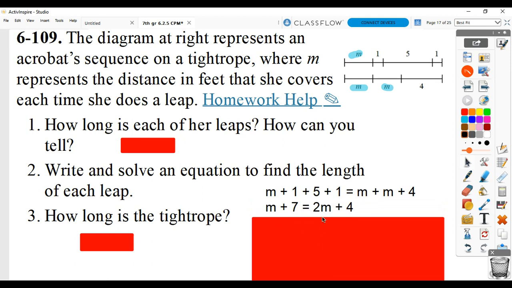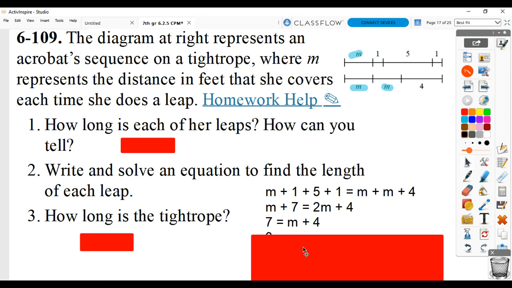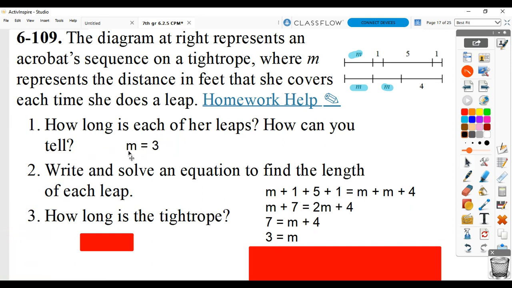which is m plus 7 equals 2m plus 4. You'd subtract m from both sides, so you get 7 equals m plus 4. Subtract 4 from both sides, m equals 3. So that means her leaps are 3 feet. Then the tightrope length would be 3 plus 1 plus 5 plus 1, or 3 plus 3 plus 4. So that would be a total of 10 feet.